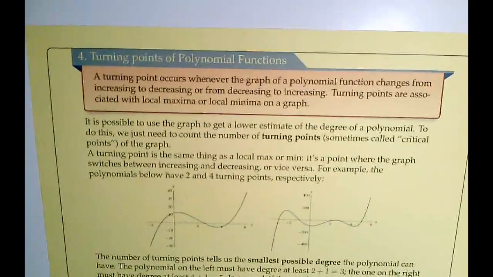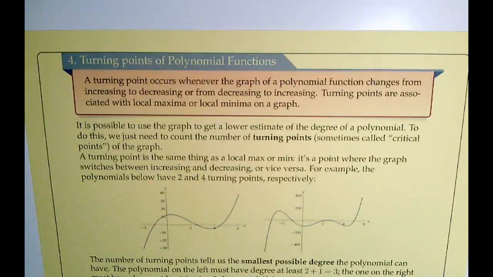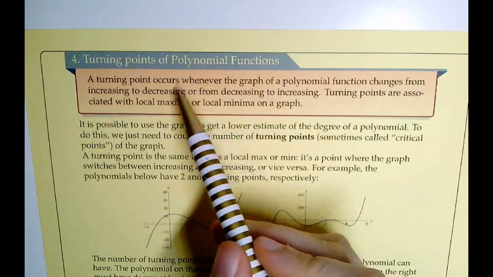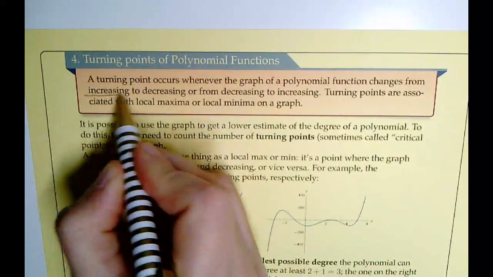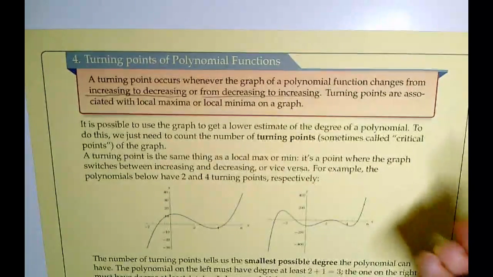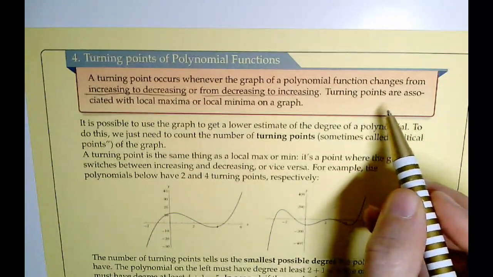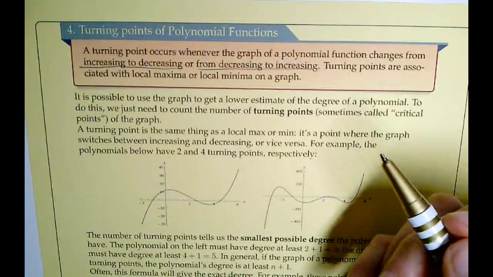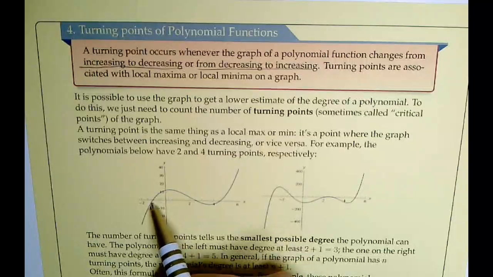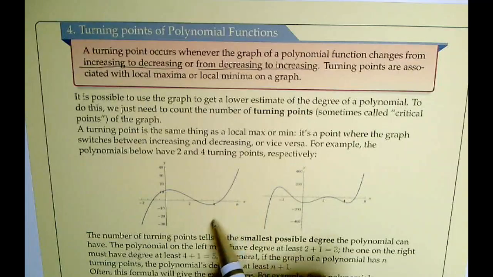Then another important fact that is going to help us graph a polynomial function is a turning point. So a turning point of a polynomial function is going to occur when the graph changes from increasing to decreasing or from decreasing to increasing. Turning points are associated with local maxima or local minima on a graph. So you can think of a turning point as either a hill or a valley like that, or just bumps.